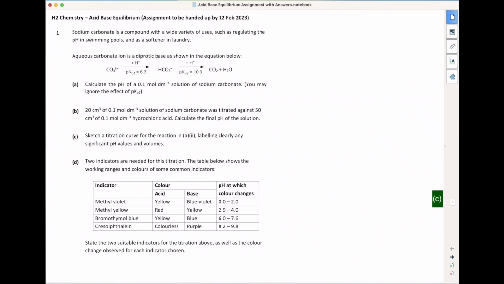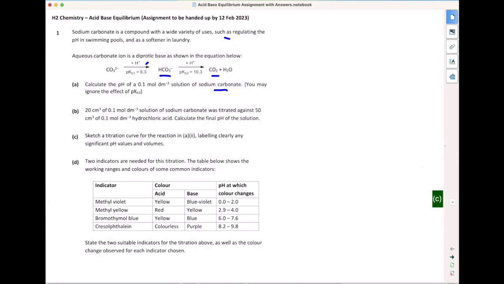Let's do this question. Sodium carbonate is a compound with a wide variety of uses, such as regulating pH in swimming pools. Carbonate can take in an H+ once to form HCO3-, and can take in another H+ to form CO2 plus water. Calculate the pH of sodium carbonate, ignoring the effect of pKb2.